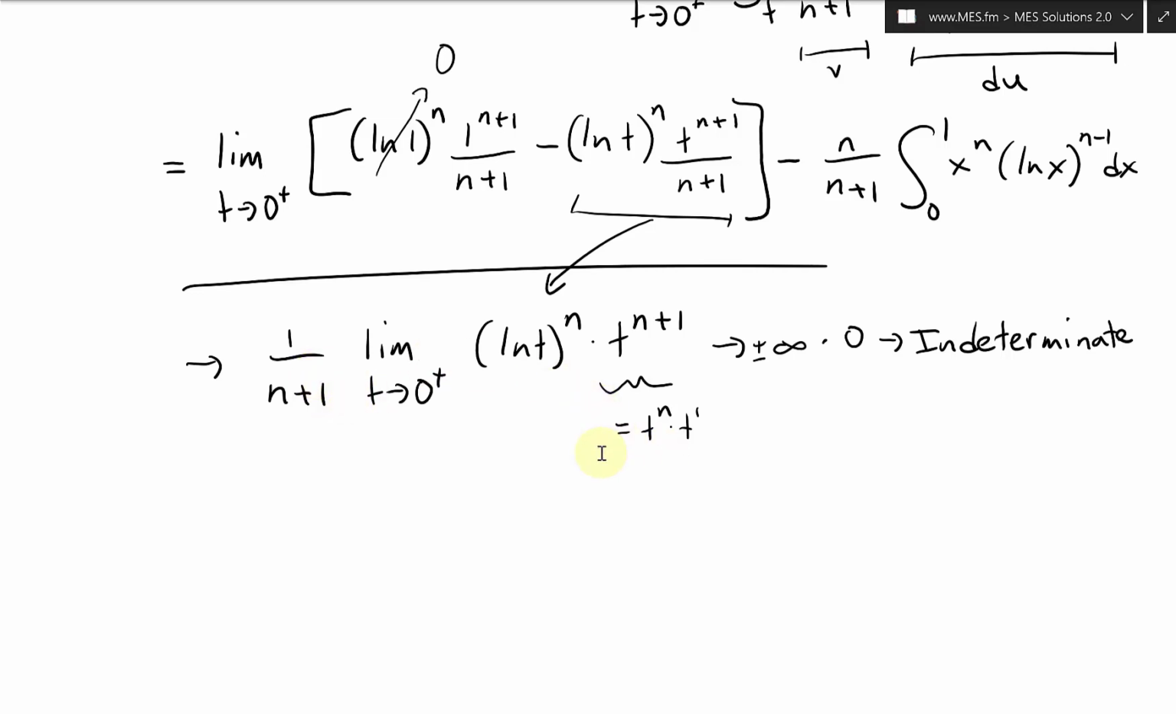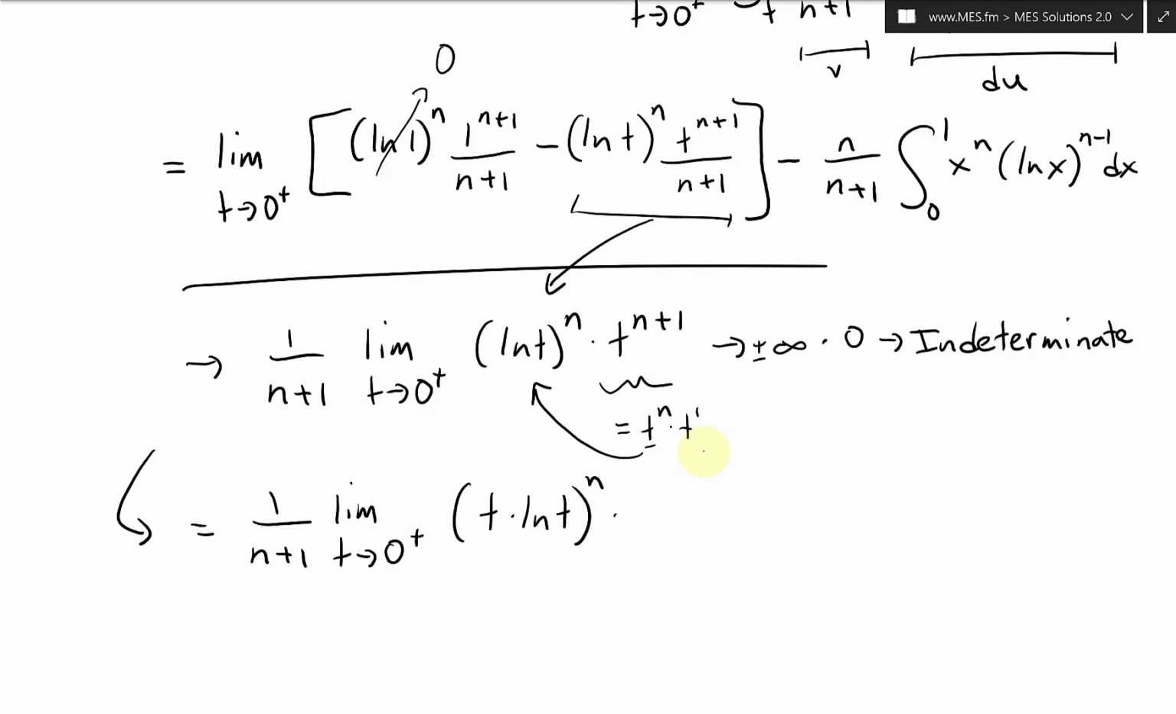I'm going to do that, so then this is equal to 1 over n plus 1 times the limit as t approaches 0 from the right side. I'm going to put this t in front. We'll do that actually after. I'm just going to put it like this. I'm going to put this t inside this one here because it's t to the power of n. So that means we could do a t times ln t to the power of n and then times t. Now this whole thing is equal to, I'm going to write this as 1 over n plus 1.